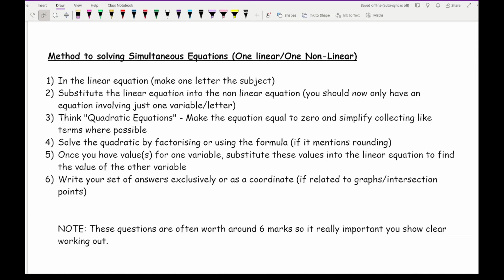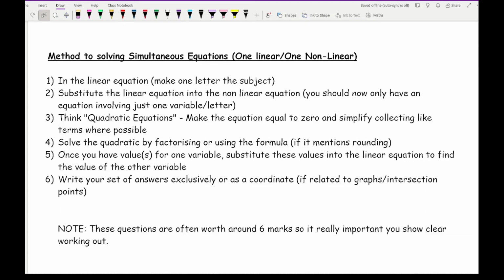Please do not use completing the square, although if that is your preferred method, that might be fine. But again, the examiners will probably be expecting you to use one of these two methods. And also, if a question says give your answers to two decimal places or involves anything of rounding, do not waste time trying to factorize. It's going to be straight to the quadratic formula. If there's no mention of rounding, then there's a good chance that the equation will factorize.